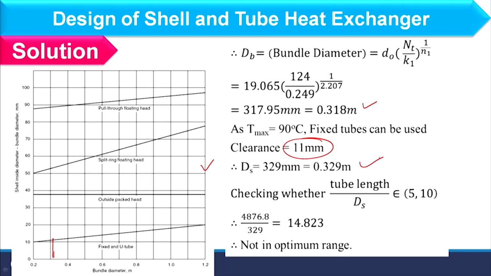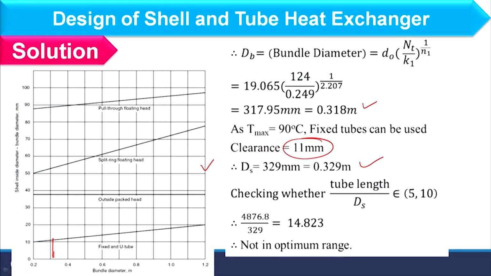Now, once you have the length of the tube, it is basically the length of the shell also, and then the shell diameter. So we have to find the L by D ratio. If you consider that length by Ds value, the ratio comes as 14.823, which is not in the optimum range. The optimum range is from 5 to 10.